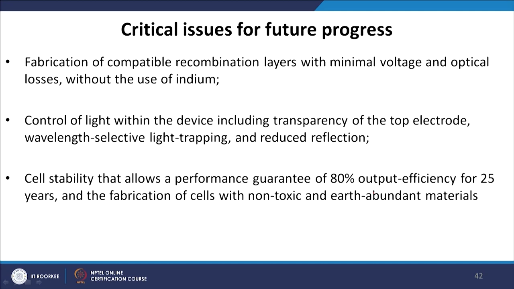So there are some critical issues also. First, the fabrication of the compatible recombination layer with minimum voltage loss is one of the problems, and we don't need to use indium in the future. Then control of light within the device, including the transparency of the top electrode, and finally the cell stability that allows a performance guarantee of 80% output for a long period of time, at least 25 years, so that it can be compatible with the silicon solar cell. So there is room for development, and we are going in the right direction.